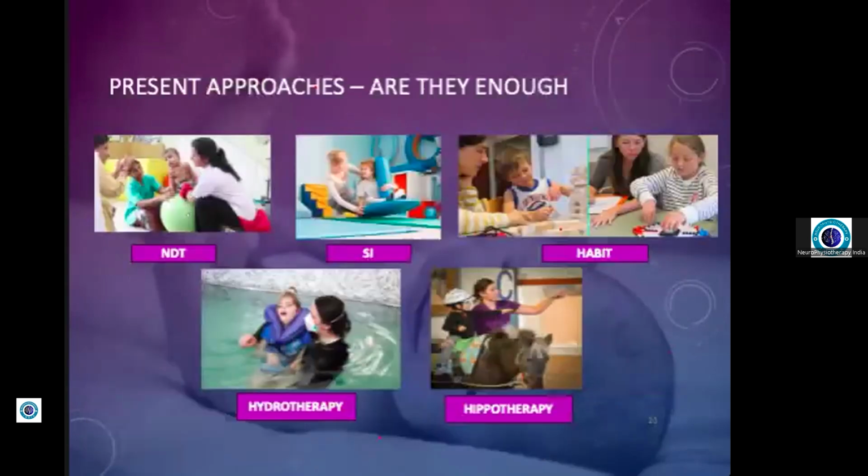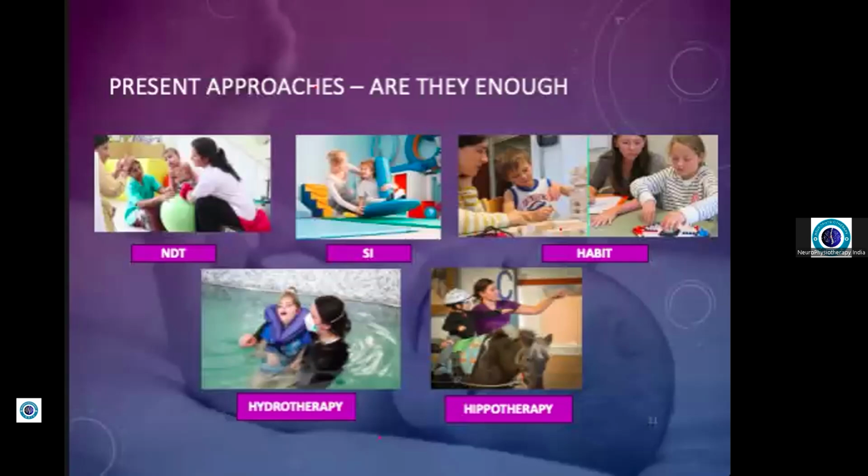So presently, this is what we use: NDT, SI. We do use hand-arm bimanual intensive task therapy. We use hydrotherapy. We use hippotherapy. By using these today's approaches, are we really using it, and how much are we using it?